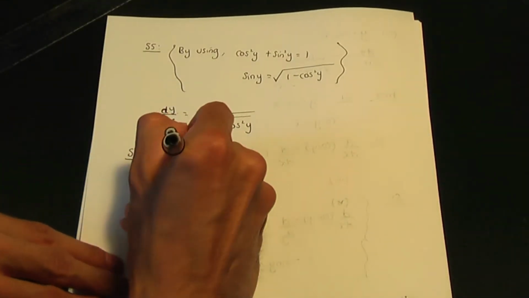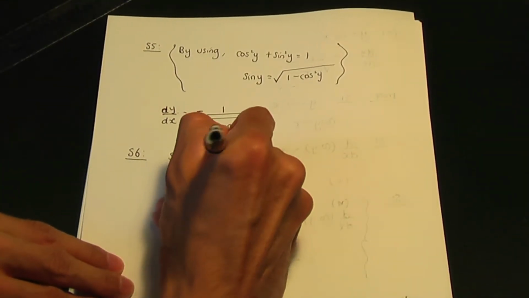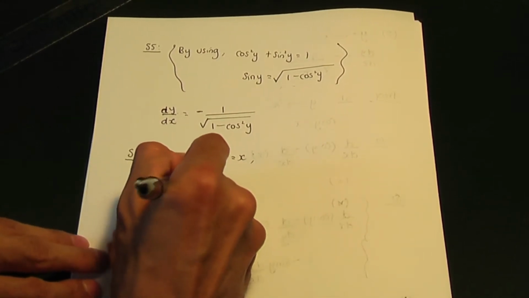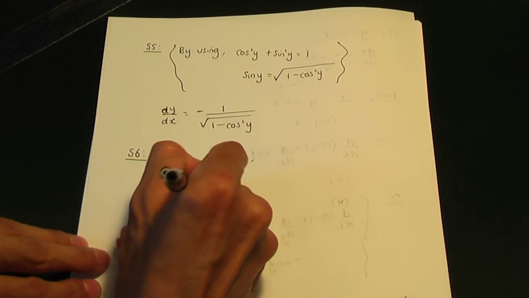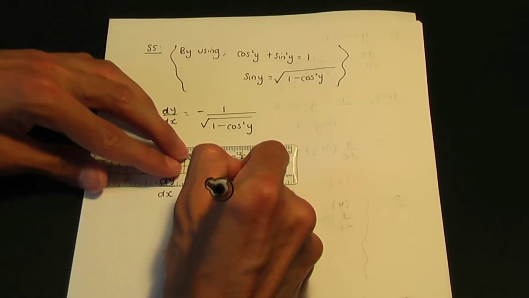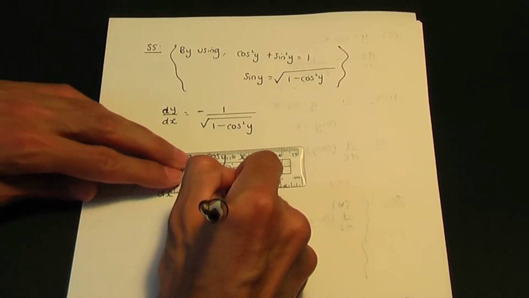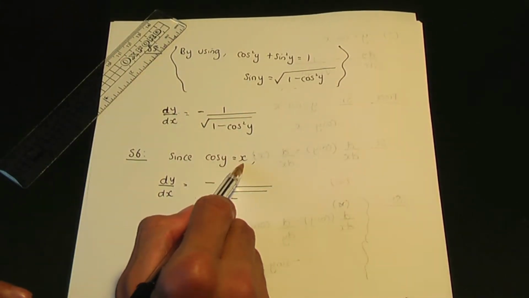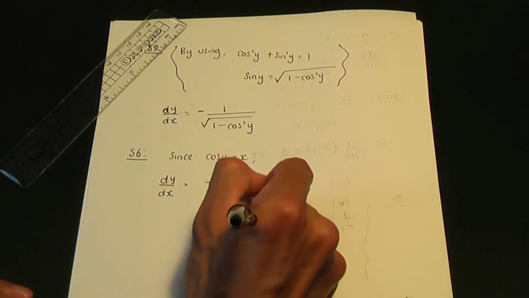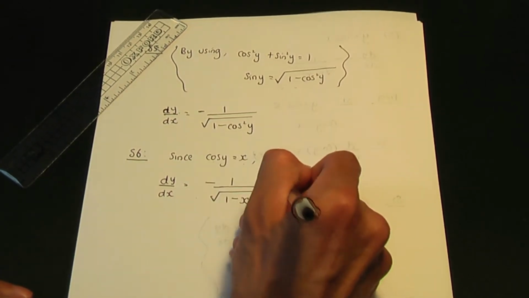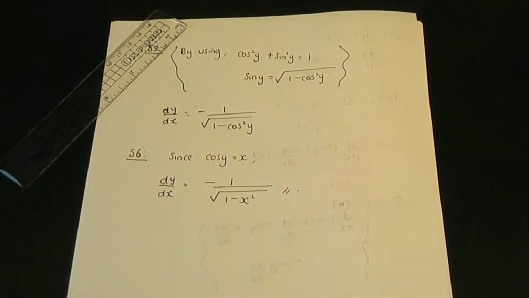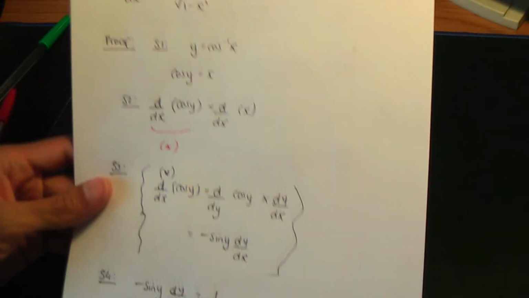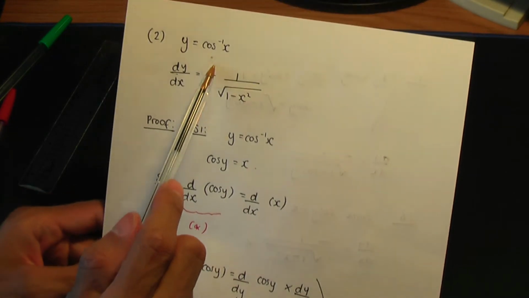So since cos y is equal to x, that means that dy over dx is indeed minus 1 over the root of 1 minus, so since cos y is x, cos squared y therefore is x squared. So that completes the proof. Okay, so that is the proof for the derivative of cos inverse x.